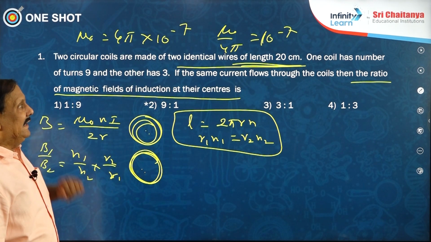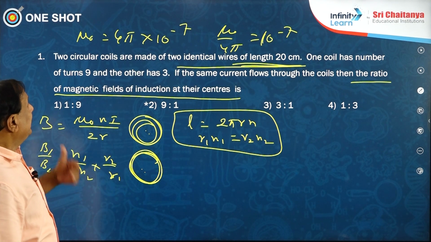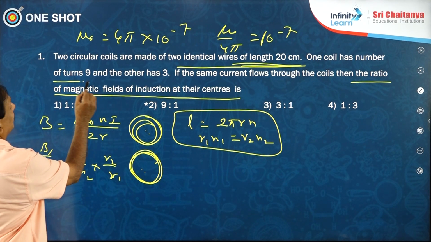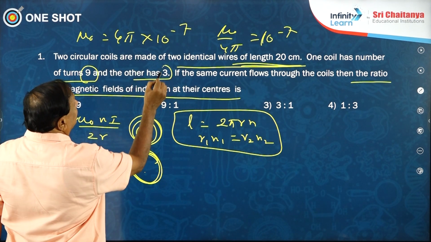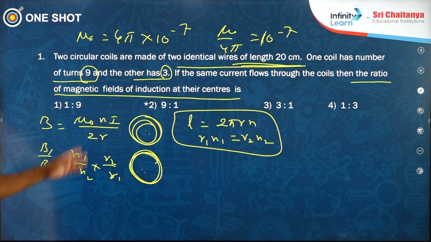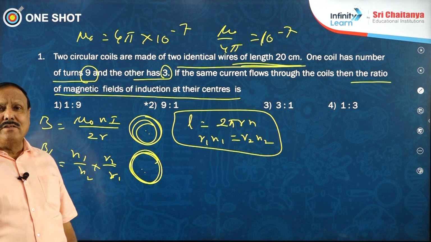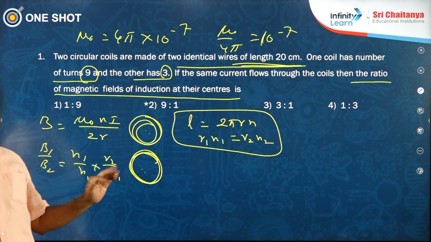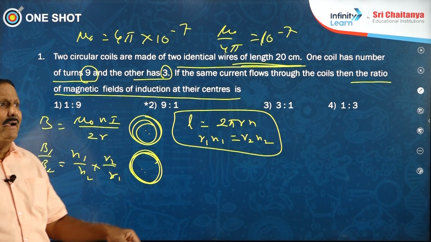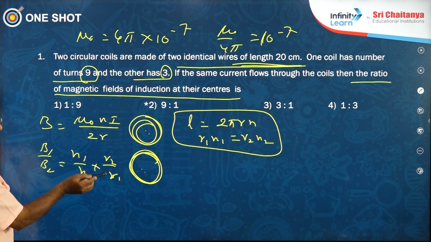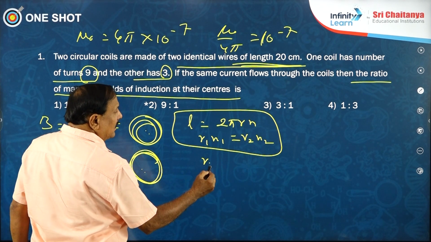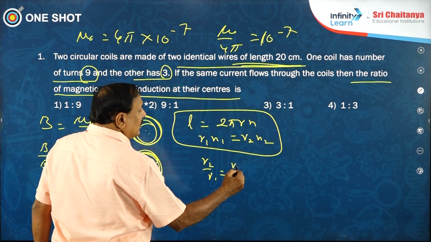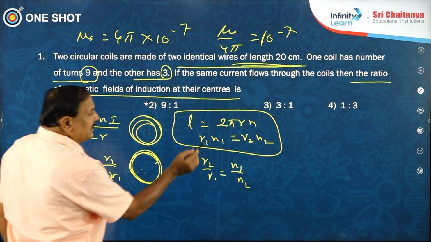Now, you have to go to the data. What did the data give? In this data they gave the number of turns as 9 and 3. They did not give the radius. Number of turns are given, so you have to eliminate the radius. But here R2 by R1 is there. So, from this formula, R2 by R1 is equal to N1 by N2.